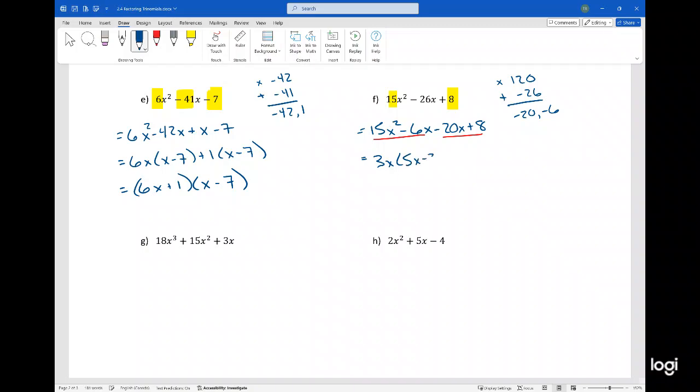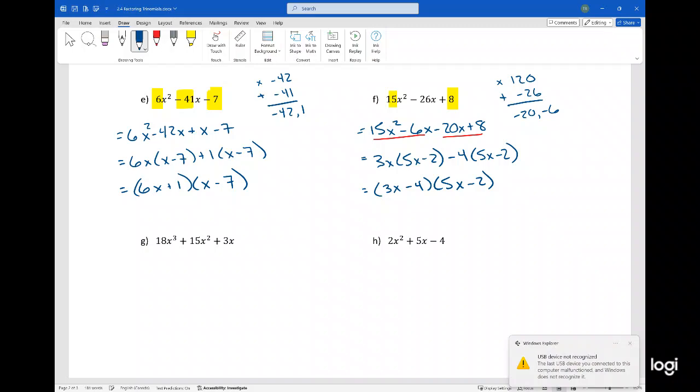3x, 5x minus 3, minus 4, minus 5, no, minus 4, 5x minus, wait a sec here. Oh, I goofed. See? I noticed this second bracket is going to be different than the first one. 6 divided by 3 is 2. There we go. 5x minus 2. 3x minus 4, 5x minus 2. Expand it and see what happens.